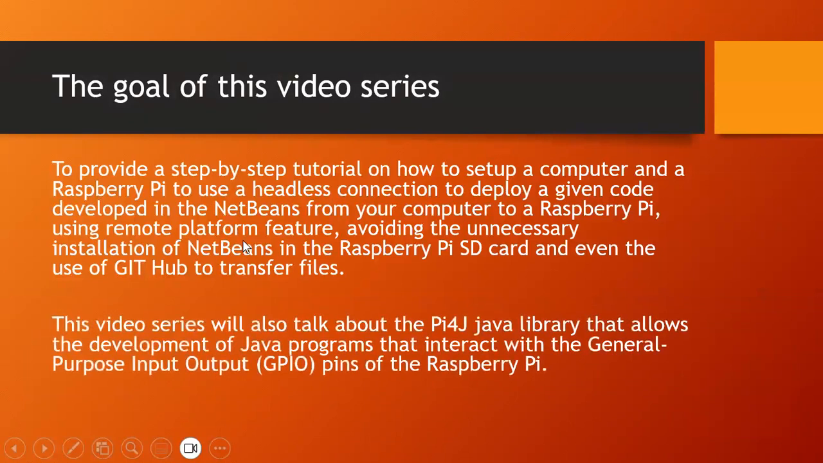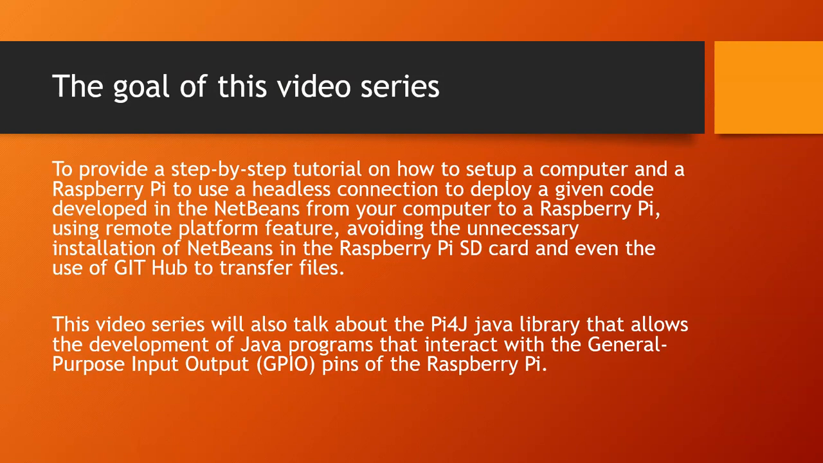The goal of this video series is first to provide a step-by-step tutorial on how to set up a computer and a Raspberry Pi such that you can use a headless connection, and how you can deploy a given code, developed with NetBeans on your computer, to the Raspberry Pi using what we call the remote platform feature in NetBeans. This will avoid us unnecessarily installing NetBeans on the Raspberry Pi SD card, so it saves some memory.